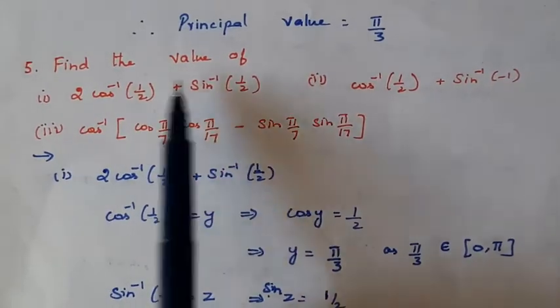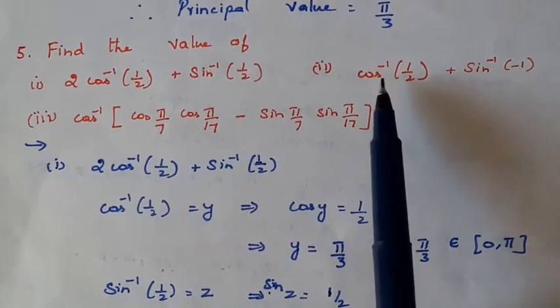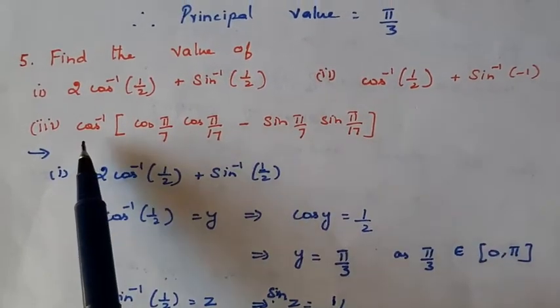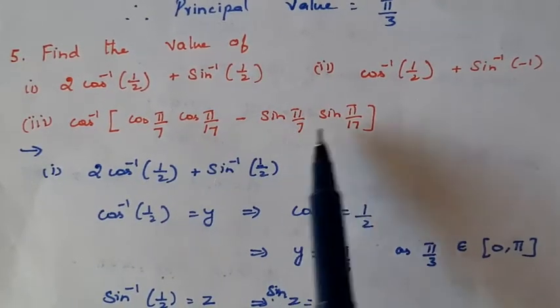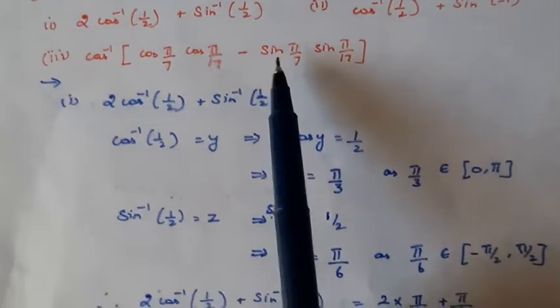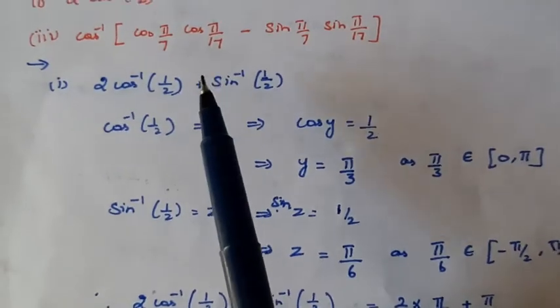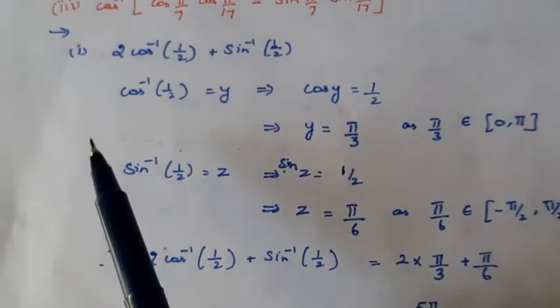Then the fifth one: find the value of 2 cos inverse of 1 by 2 plus sin inverse of 1 by 2. The second subdivision is cos inverse of 1 by 2 plus sin inverse of minus 1. And the third one is cos inverse of cos pi by 7, cos pi by 17 minus sin pi by 7 into sin pi by 70. You can try these problems without referring to my video. Otherwise, if you didn't get the answer, you can look at my video and check whether your answer is right.